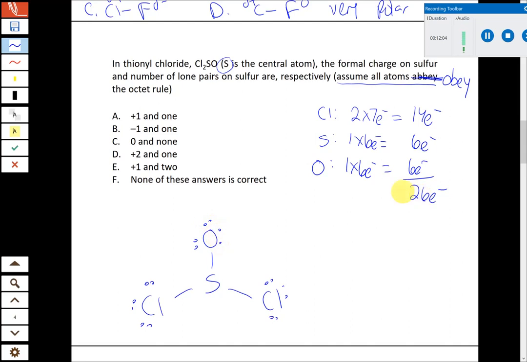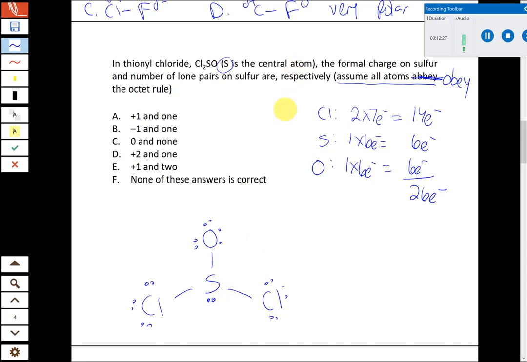So in doing that, we've used 3 octets. We have 3 complete octets now, 1 oxygen, 2 chlorines. That's 24 electrons. We still have 2 left out of our 26 total, which means we're going to put a lone pair on the central atom here. All right. So that part's not going to change. We know that there's 1 lone pair on the central atom, on the sulfur. So that's one part of this question here that we can answer now.